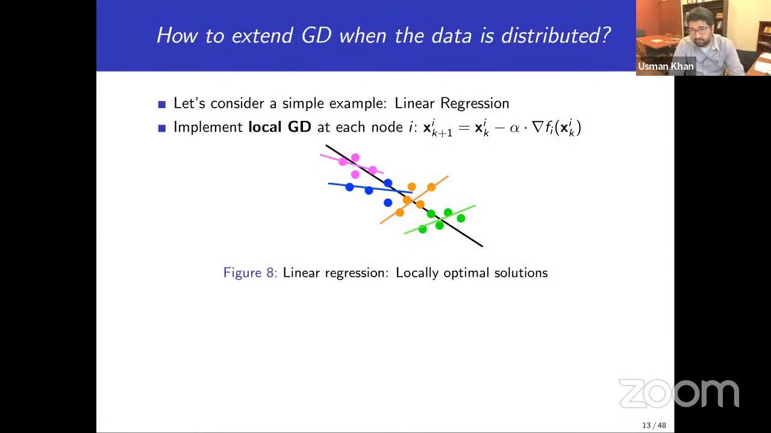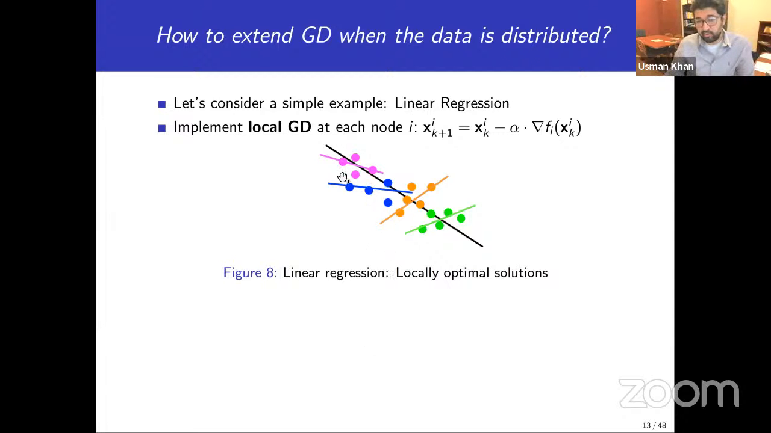So after this simple intuition behind gradient descent, how does this work? What do we expect from gradient descent under different function classes? We can think of a simple exercise: what happens if I do it on data when the data is distributed? Imagine I have these 18 points distributed over 4 nodes. So I have purple, blue, orange, and green nodes.